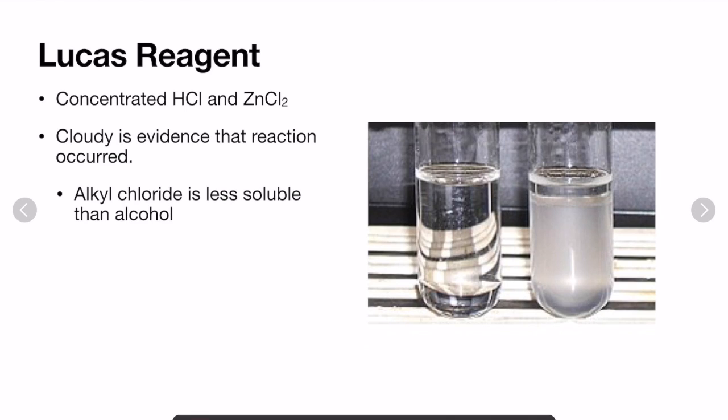Okay, so today you're working with what's called the Lucas reagent, which is concentrated HCl and the zinc chloride. And the zinc chloride just helps the reaction to work a little bit better. And cloudy is evidence that the reaction worked. Because if you form the alkyl chloride, it's less soluble than the alcohol that you started with. So the alkyl chloride makes the solution cloudy.